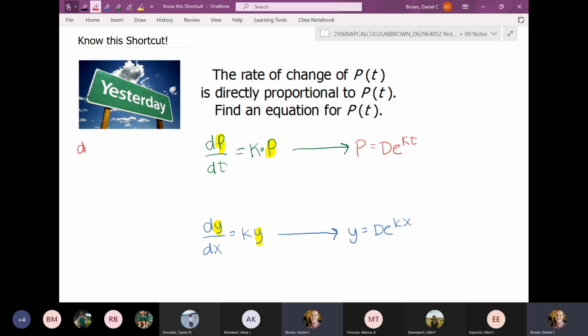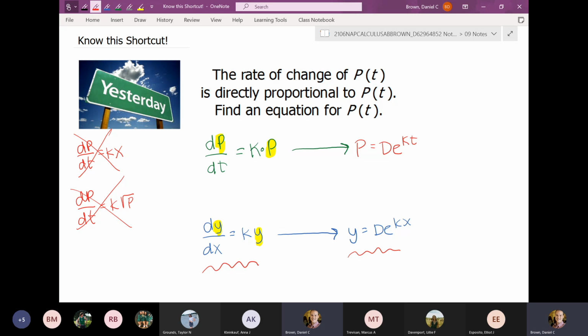You do want to be careful. There are ones that look like the shortcut but aren't. For example, dP/dt equals kx, not a shortcut. dP/dt equals k times anything else around the P, not a shortcut. It has to be dP/dt equals kP, basically in this format, in order for it to equal that equation. So I did just want to take some time to re-emphasize that.